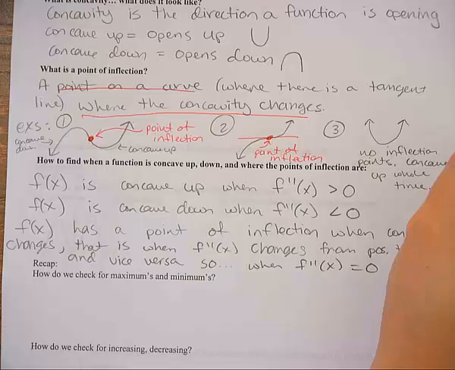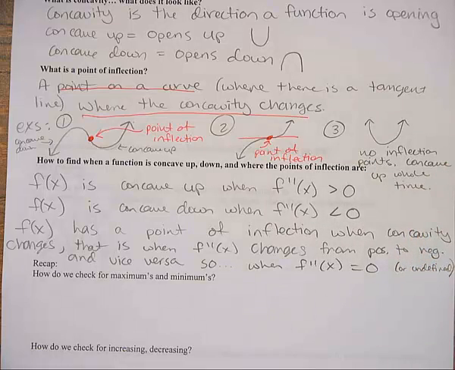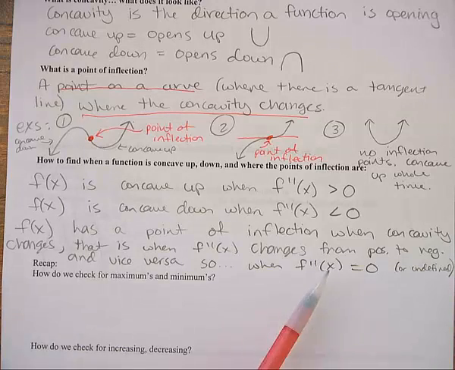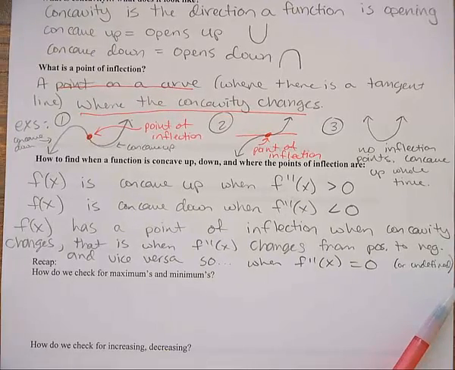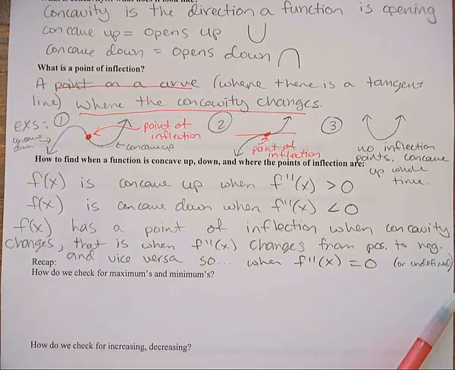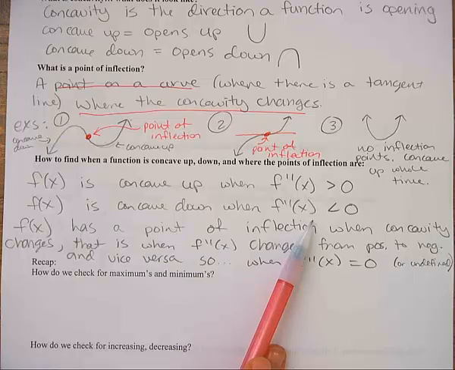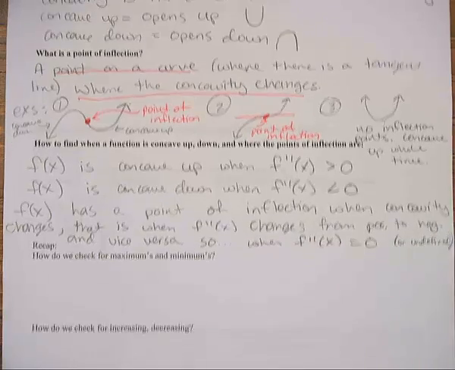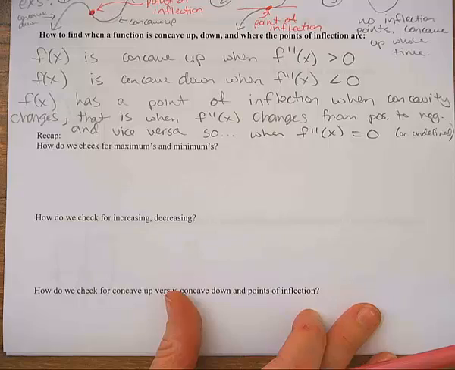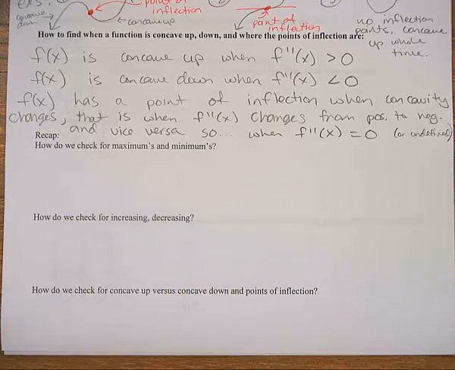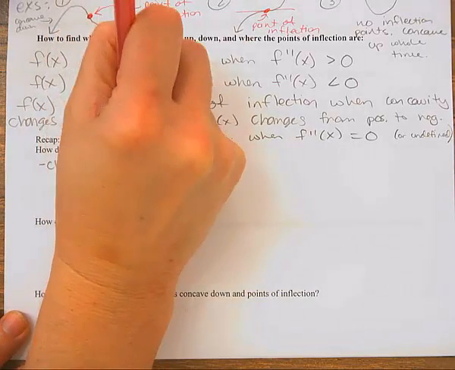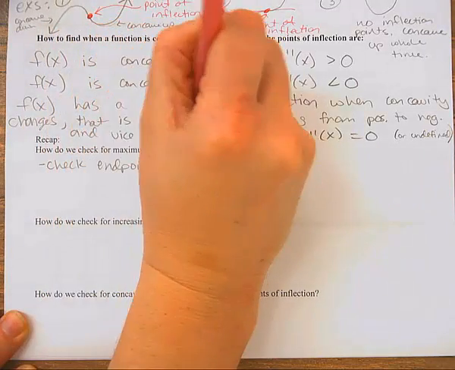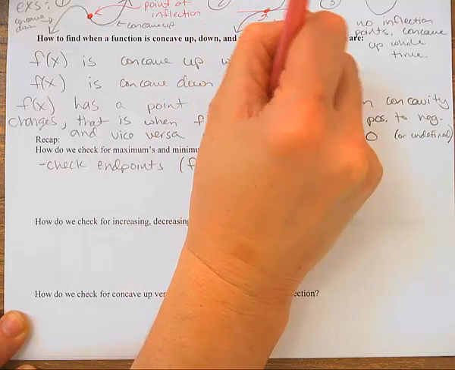Or it could also be on occasion when the second derivative is undefined. So we're going to be checking for when the second derivative is either 0 or undefined. So this is really similar to finding max and min, actually. It's just using the second derivative instead of the first derivative. So let's quickly recap how we would do that. To check for max and minimums, you basically have to first check for endpoints, if there are any endpoints. So sometimes that means you have to find the domain of the function.